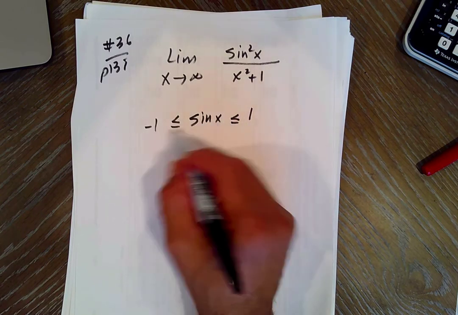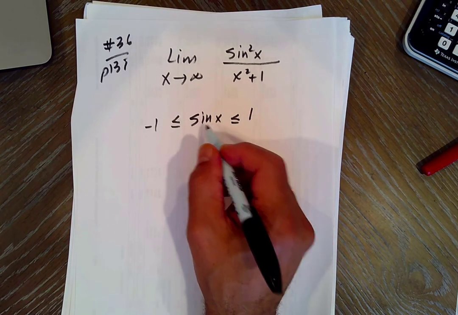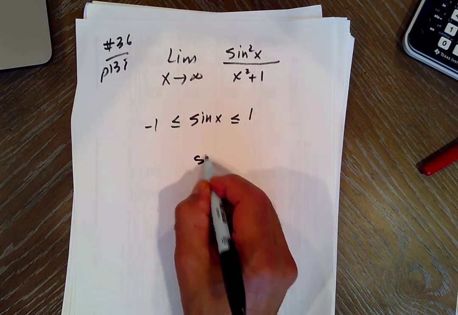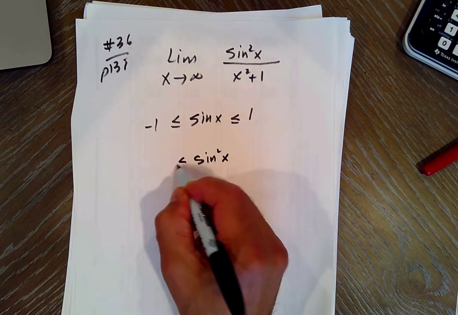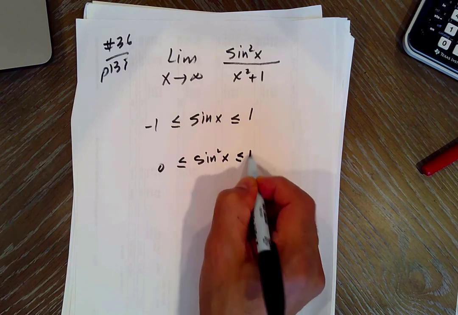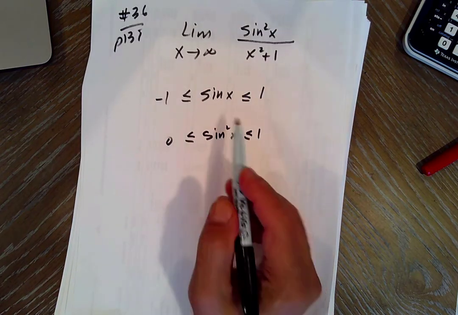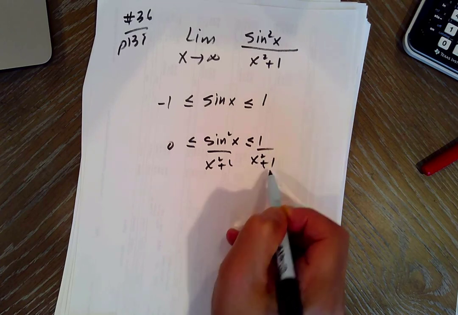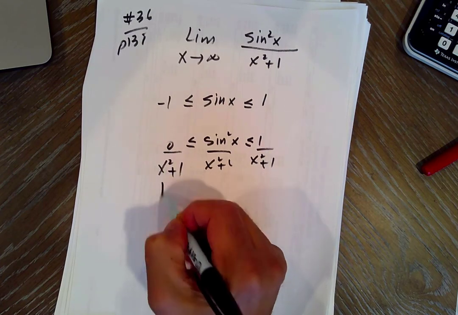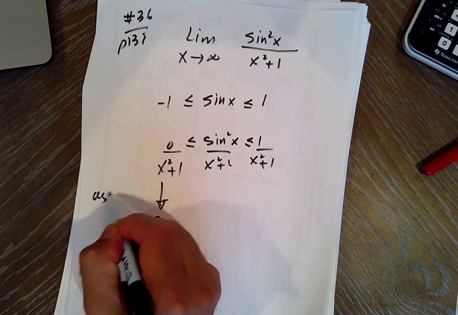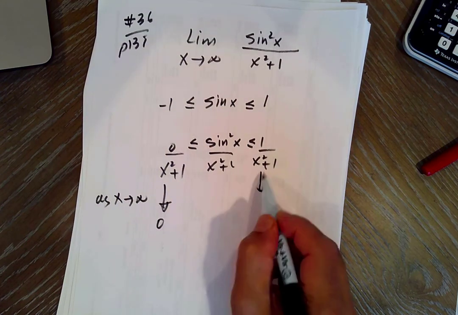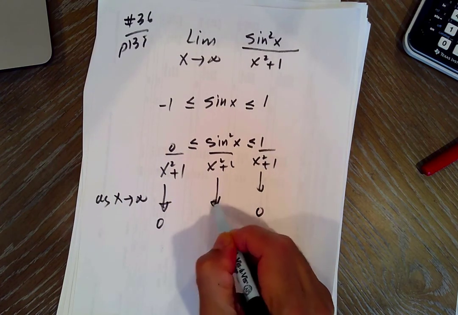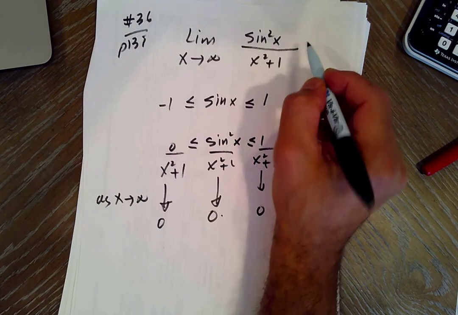So if sine x is between negative 1 and 1, then sine squared x is going to be between 0 and 1. Okay? And if you divide by x squared plus 1, which is positive, as x goes to infinity, this goes to 0. As x goes to infinity, 1 over infinity is 0, so this must go to 0. Okay, so the answer is 0.